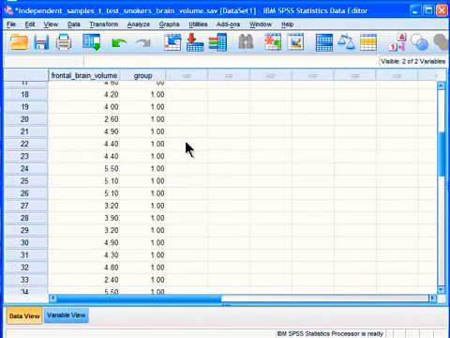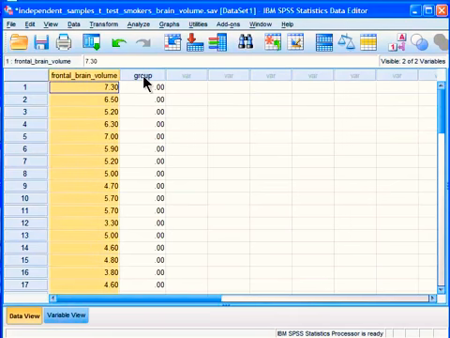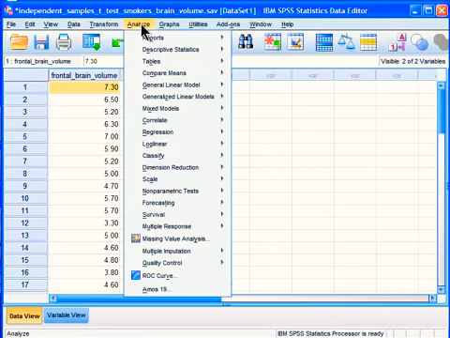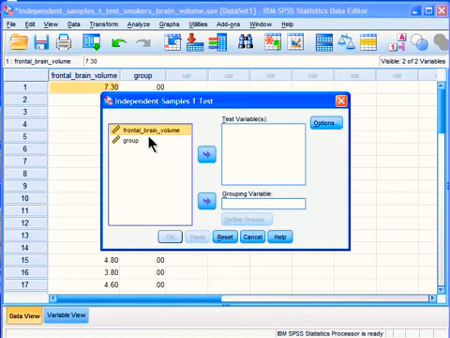Okay, so the analysis itself is quite simple once you've got your data entered. Dependent variable here, independent group here. It wouldn't matter. You could have your grouping variable here or your dependent variable here. It wouldn't make any difference. So go into Analyze, Compare Means, Independent Samples t-test. We've got frontal brain volume here. That's our dependent variable. Put that into the Test Variables window. And then we've got group, and put that into the grouping variable box.